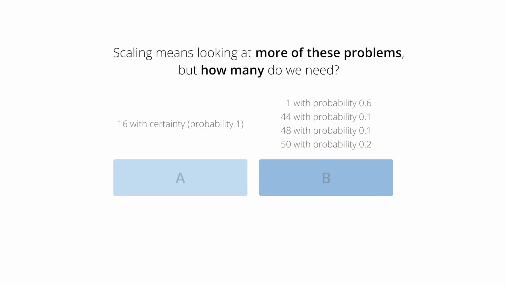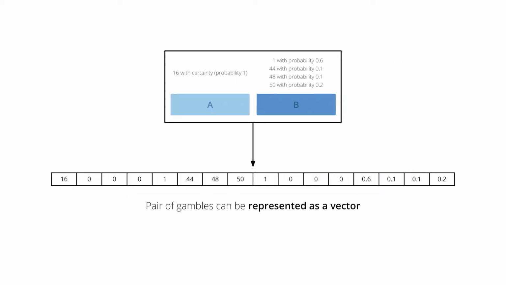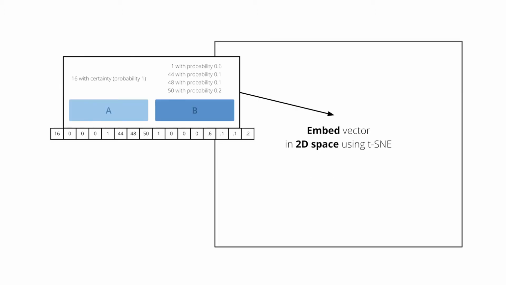For our project, we wanted to scale up this approach, which means looking at more of these choice problems. But how many do we actually need? To get some sense of this, first consider that we can order the outcomes and probabilities for both gambles of a choice problem and represent them using a fixed length vector, where the size depends on the maximum number of outcomes that any one gamble can take on in an experiment. In the literature, this can be as large as 10, which yields vectors of length 40. After doing this, we can project a set of these vectors into a 2-dimensional space for visualization, using dimension reduction methods like t-SNE.